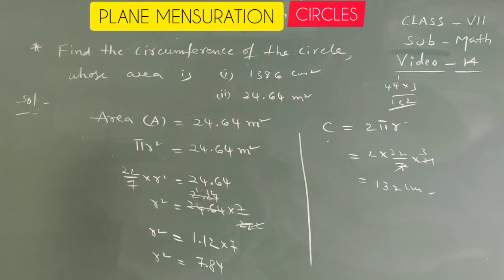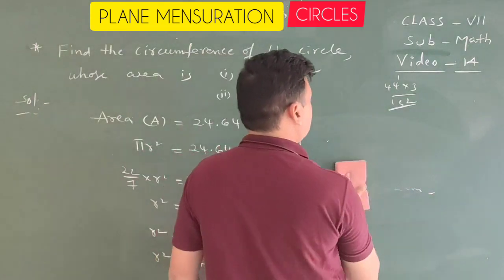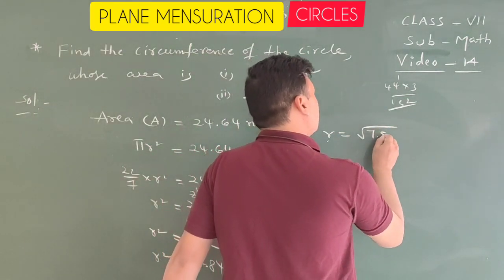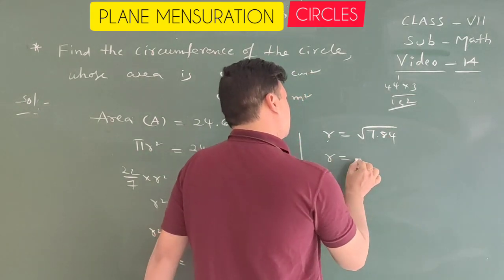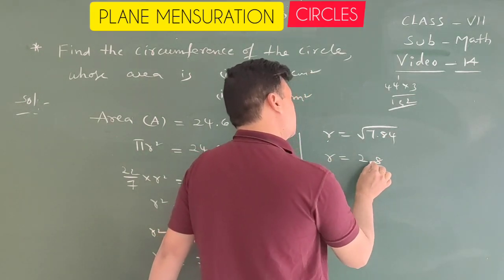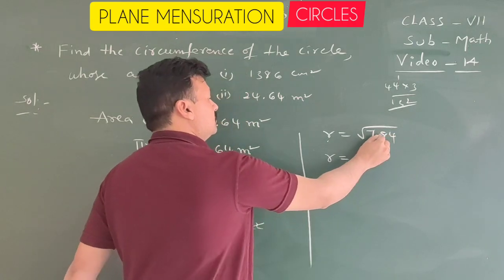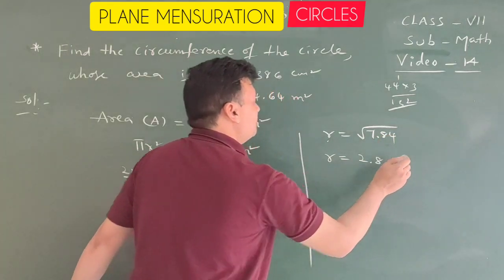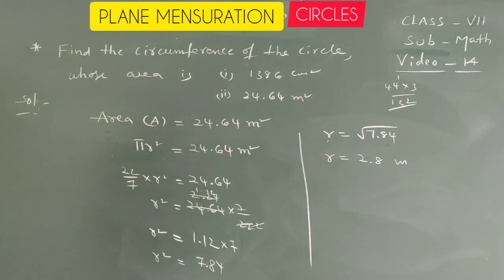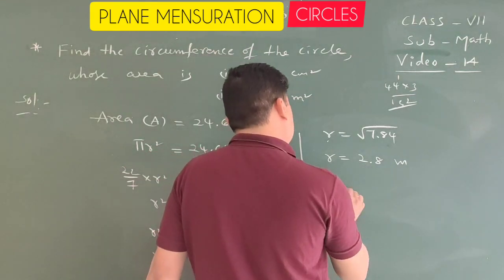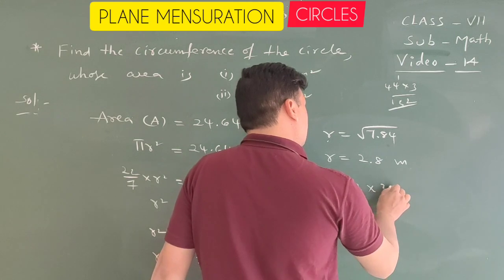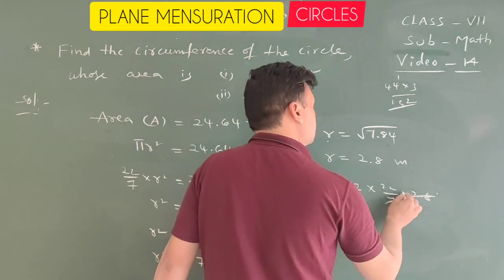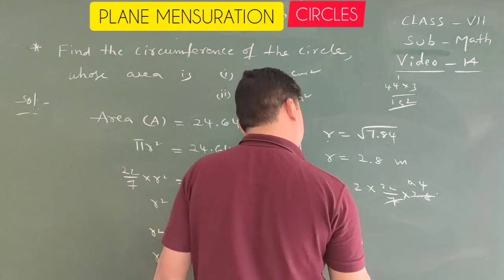Now r equal to square root of 7.84. So r equal to 2.8. 28 square is 784. That's why 2.8 meters. Now you want circumference. C equal to 2 into 22 by 7 into 2.8. Here 4 times.